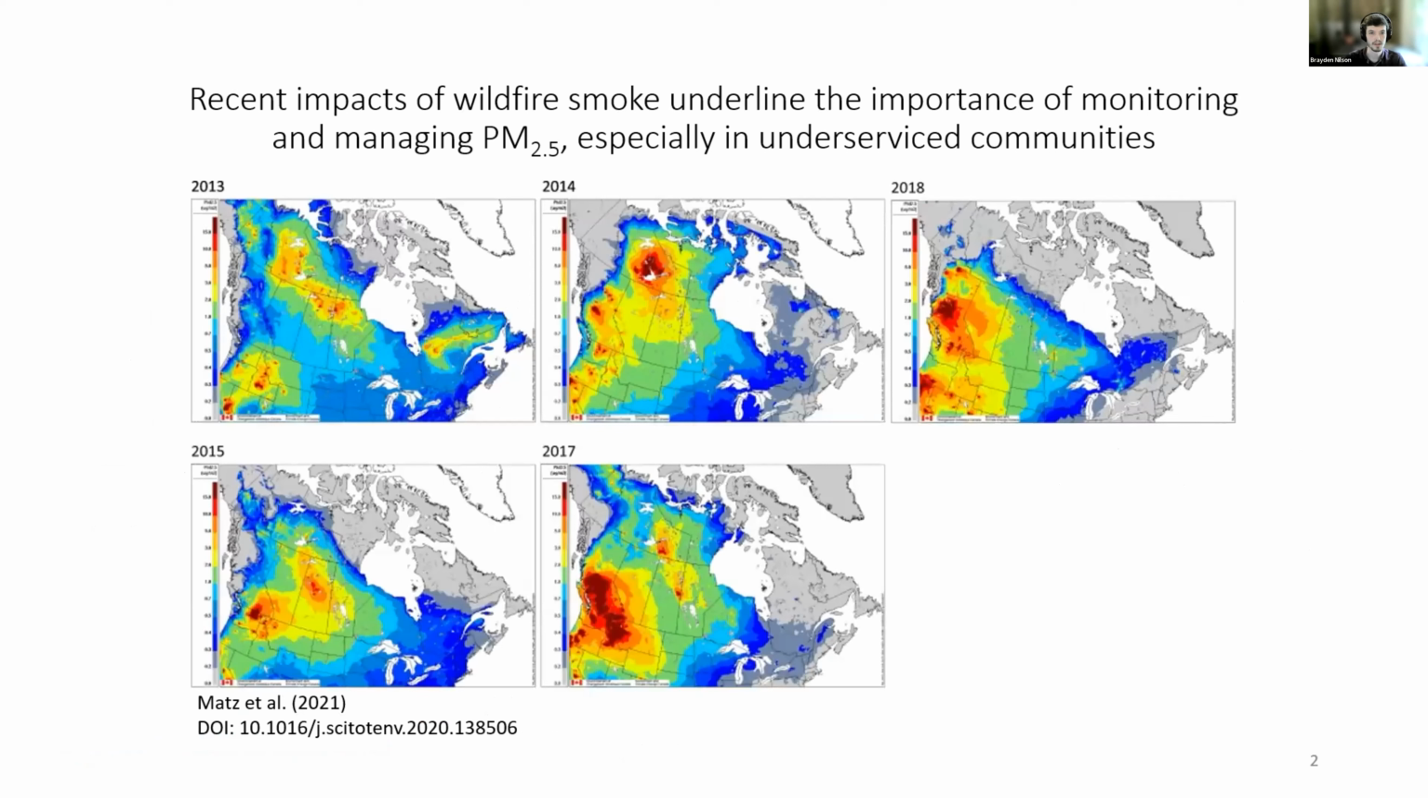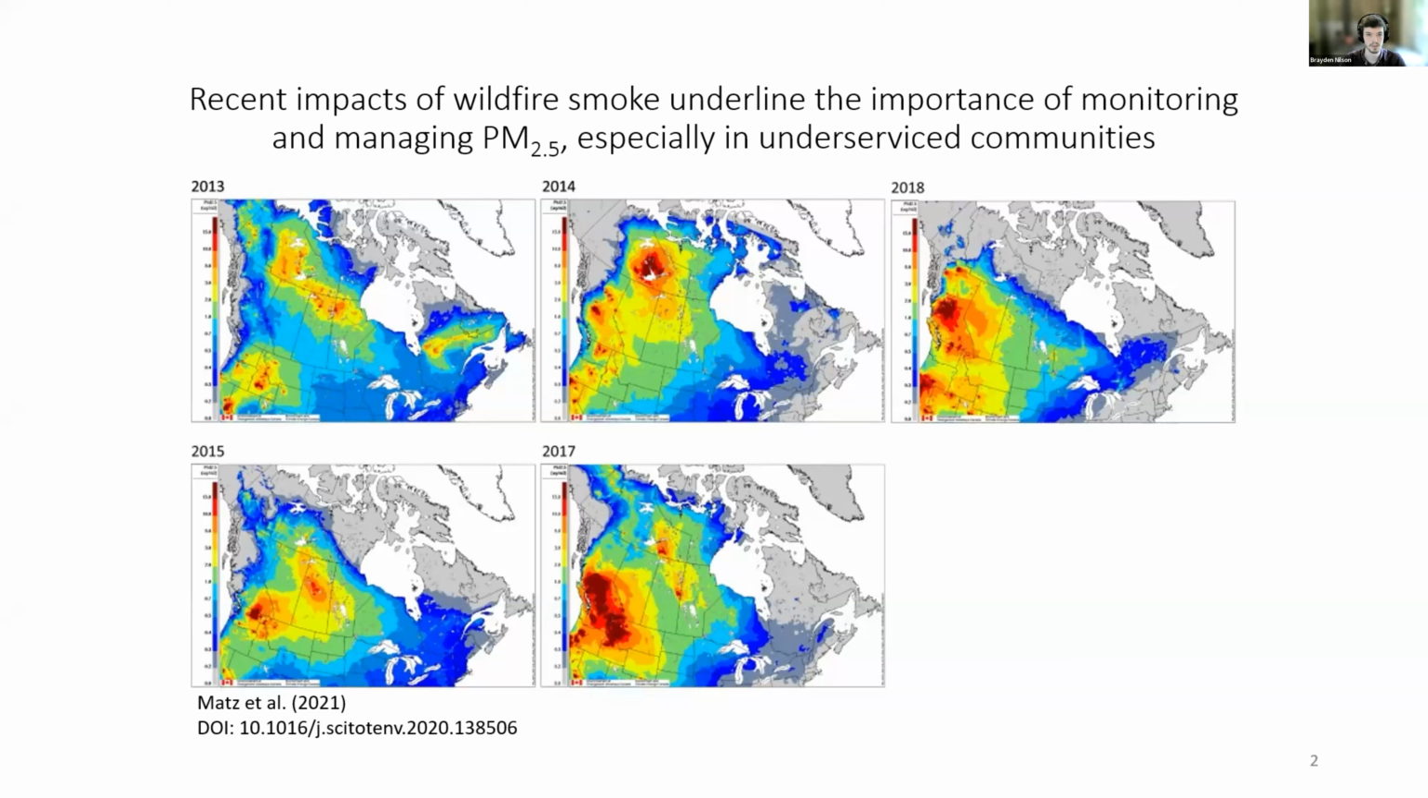Fine particulate matter, or PM2.5 pollution, has become a hot topic in Canada in recent years, as wildfire smoke season has become an almost unavoidable annual event. The data shown on screen here is from a study by Matz et al. 2021, where they mapped the May to September average wildfire-attributable PM2.5 across Canada using data from the FireWork and GEM-MACH models for the years 2013 through 15, as well as 17 and 18.